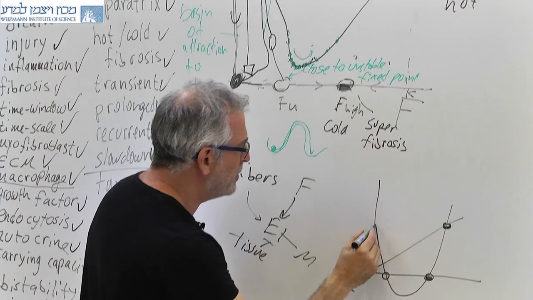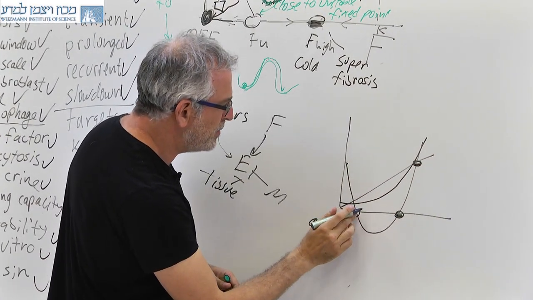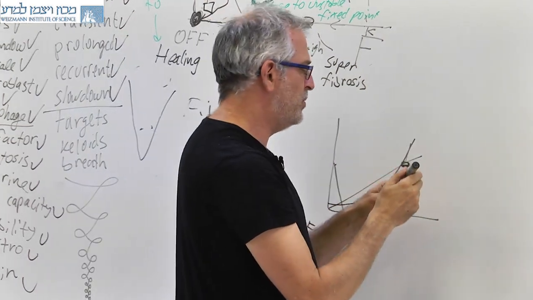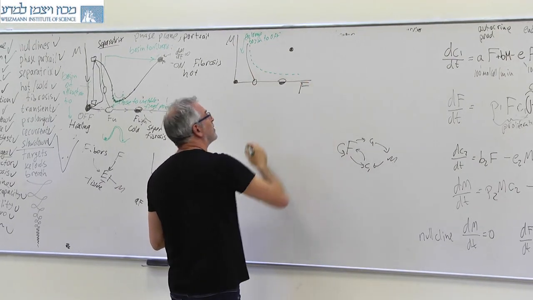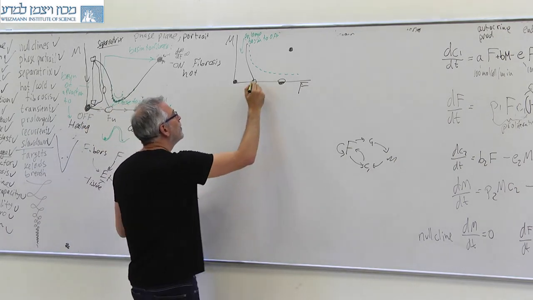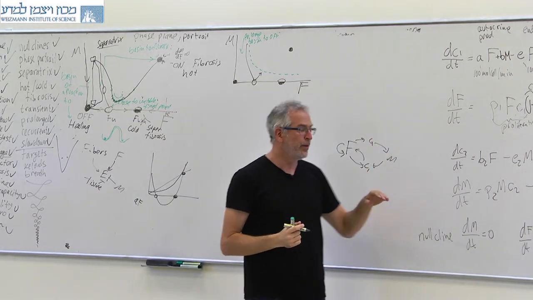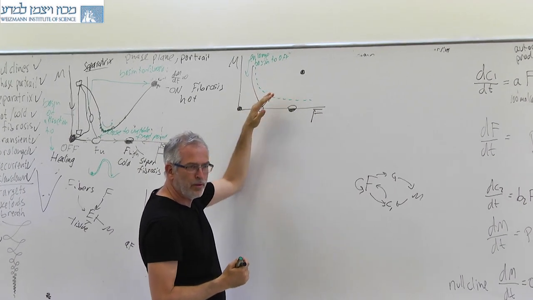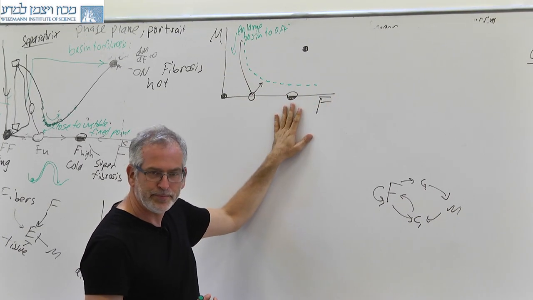And this nullcline becomes like this. And these two fixed points vanish. And we have a situation like this. So as I reduce the autocrine loop, at some point the basin of attraction becomes big, and there are no more of these fixed points.